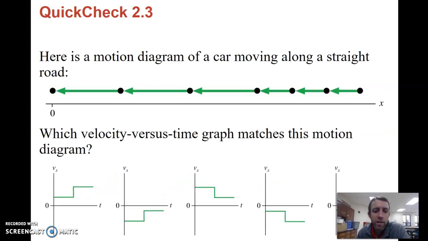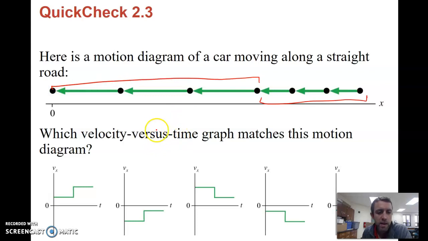Now there's a car moving to the left. All right, same idea. Constant velocity in the first section, larger constant velocity in the second section over here. But it's heading towards the origin. All right, it's heading towards the origin. So what does that look like?